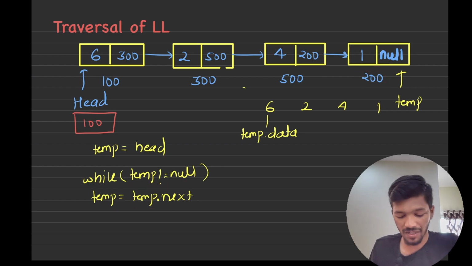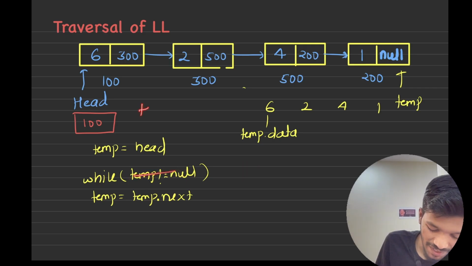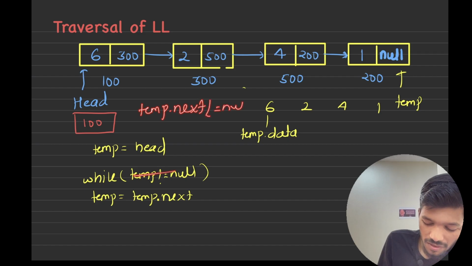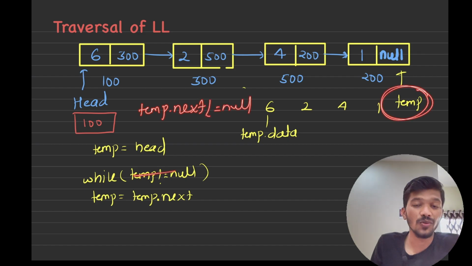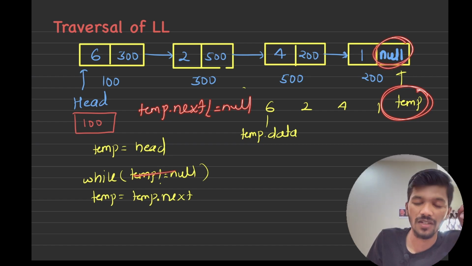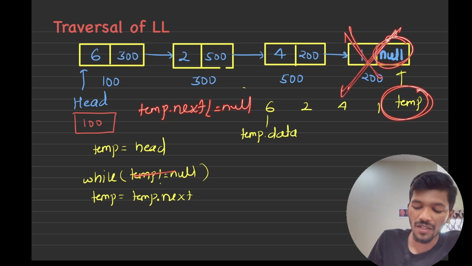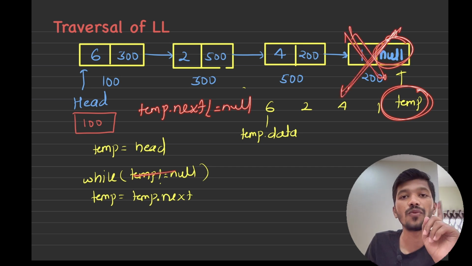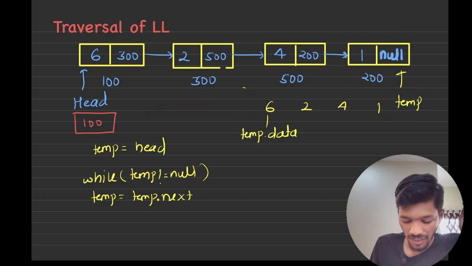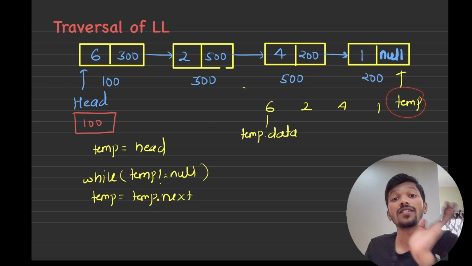Now what will happen if, instead of this, I write temp.next is not equal to null? Now you are pointing to my last node, and you came here and see that temp.next is not not-equal to null, it is equal to null. So the condition will be false, and you will ignore this node, right? But we don't want to ignore this node. That is the reason why I wrote temp is not equal to null, and simply I can move ahead.